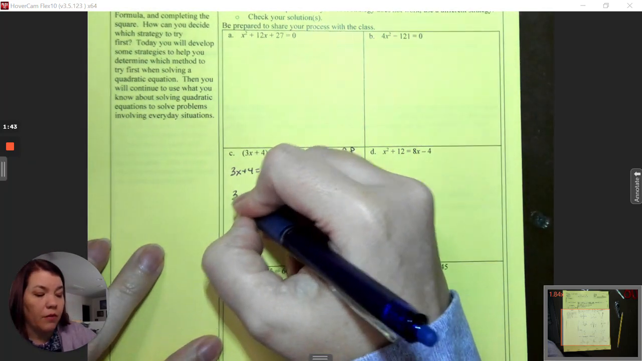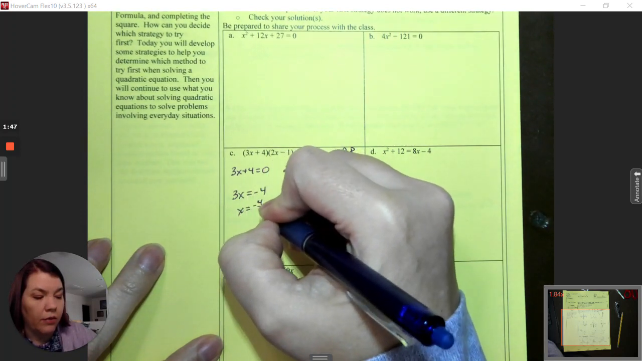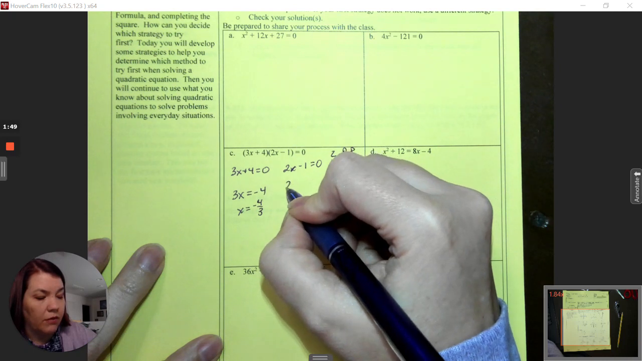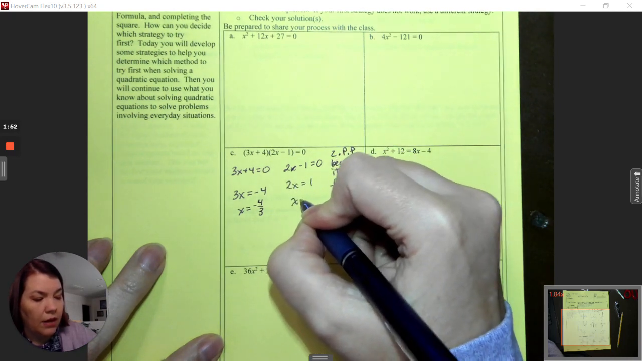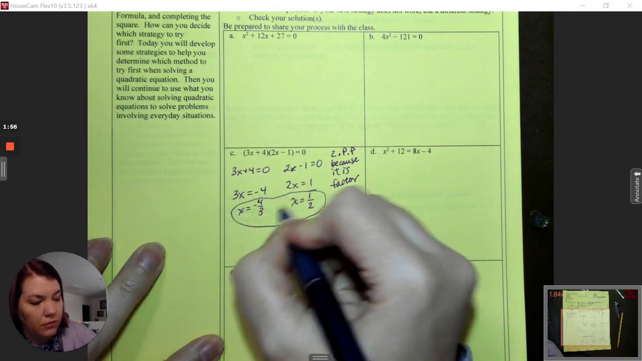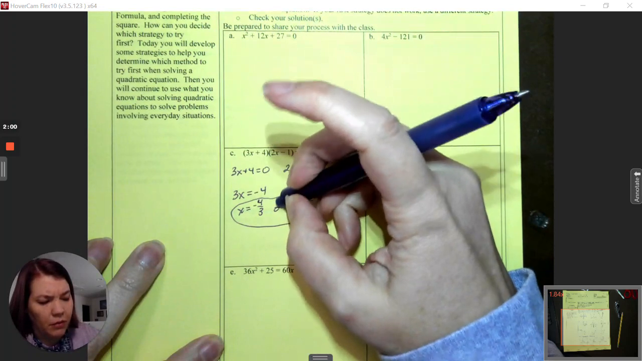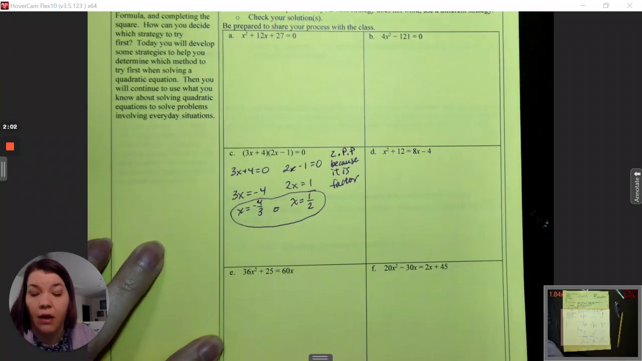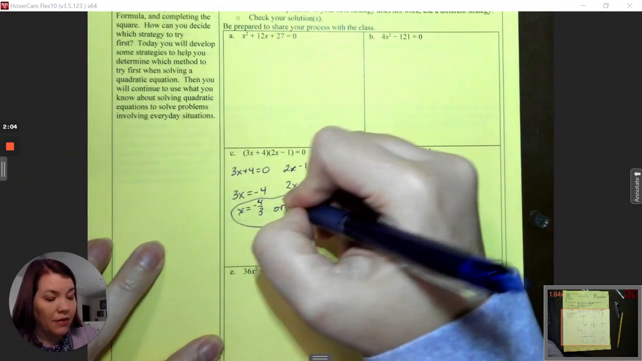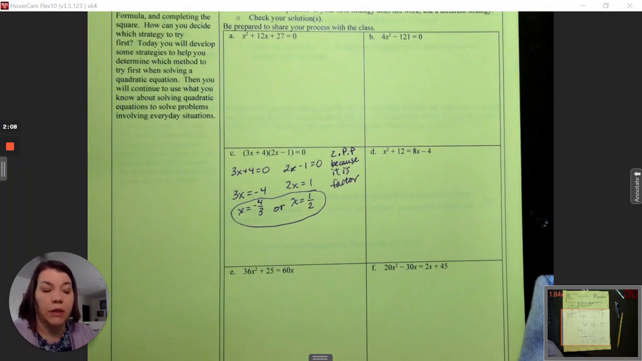So we have 3x equals -4, so x equals -4/3. And from this one I have 2x equals 1, so x equals 1/2. Those are my 2 answers. And remember, it's "or", because they can't be the same thing at the same time. That's why we say plus or minus, because you can't have both at the same time.